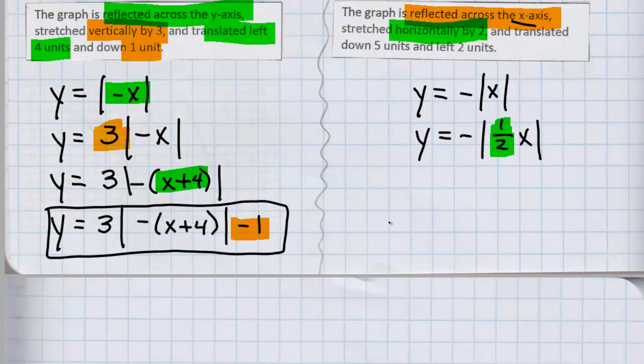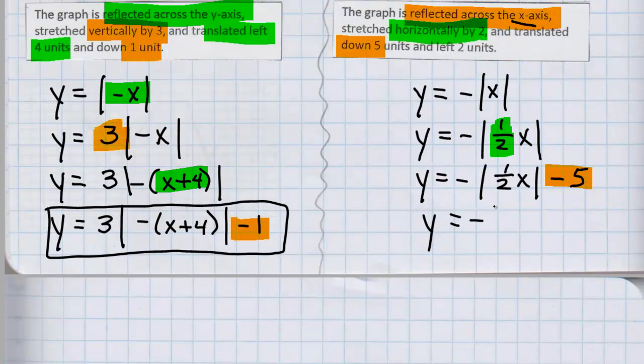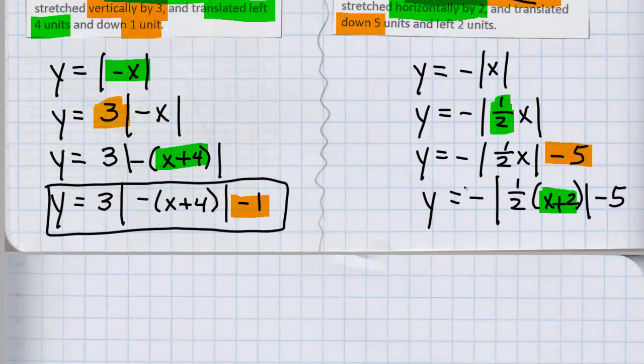Translated down 5 units would be written with the 5 outside. We're subtracting 5, and that is actually vertical movement. And now we're translating left 2 units. Because it tells us to go left 2, we're going to add 2 inside. And this is the new equation.